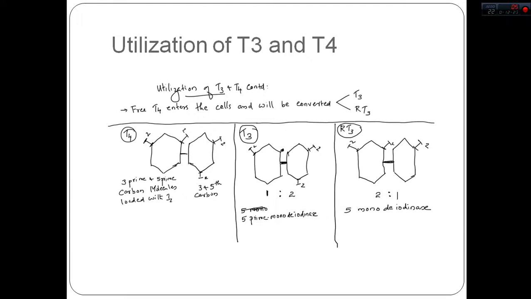Once the T4 enters the cells, it cannot do anything. So it has to be converted to T3 in order to influence the cells or to do anything. Now let's see how T4 is converted into T3.